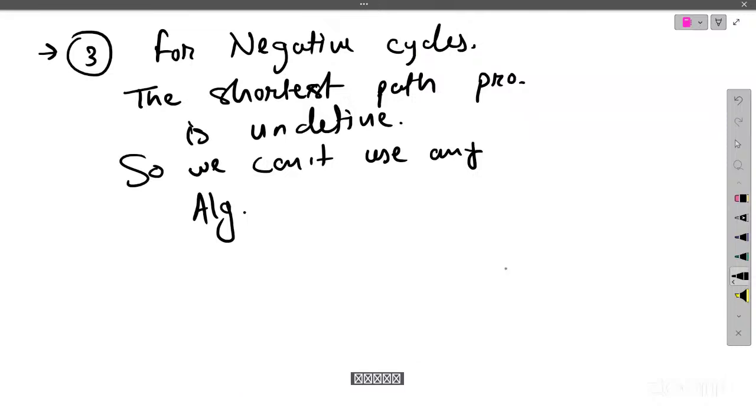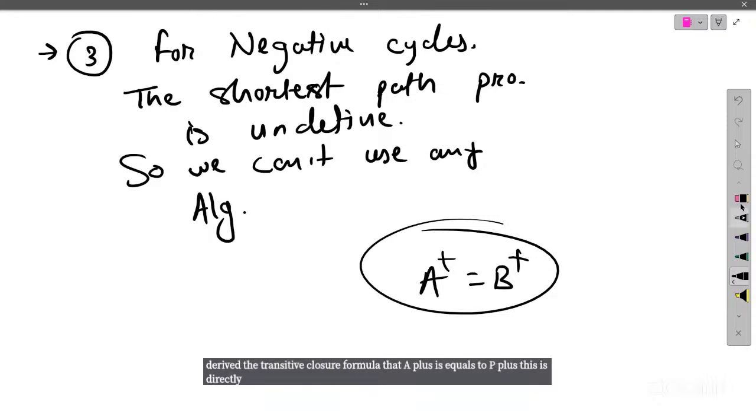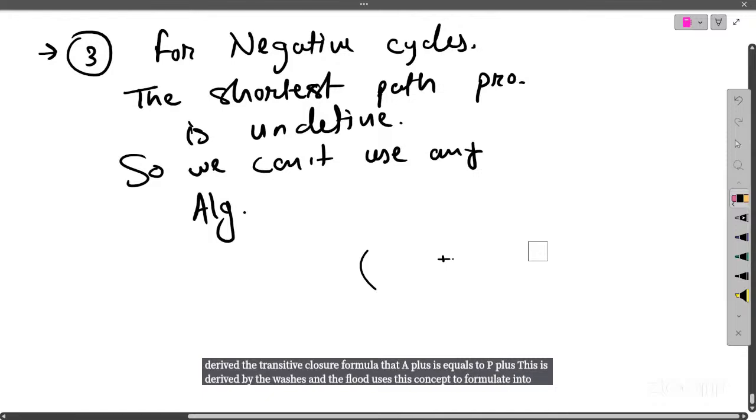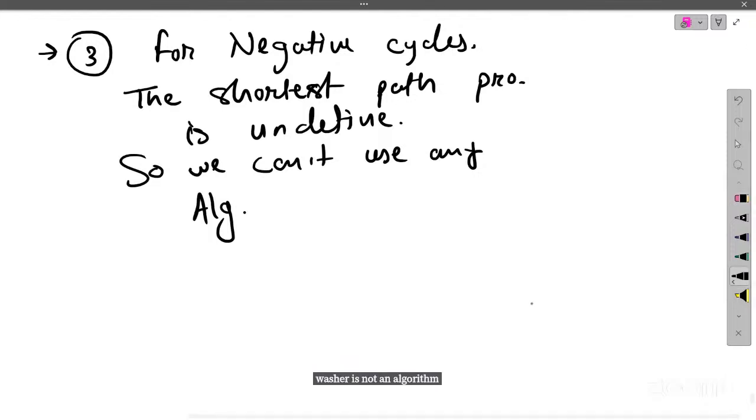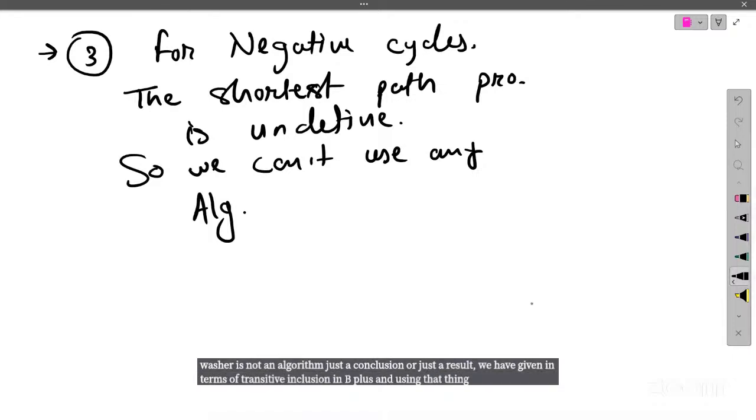Ma'am, what is the difference between Warshall and Floyd-Warshall? So Floyd actually used the concept of Warshall. Warshall derived the transitive closure formula, A plus equals B plus C. This was derived by Warshall, and Floyd used this concept to formulate an algorithm, and that algorithm is known as the Floyd-Warshall algorithm. So Warshall is not an algorithm. It is just a conclusion or result given in terms of transitive closure, and using that, Floyd introduced an algorithm known as the Floyd-Warshall algorithm.